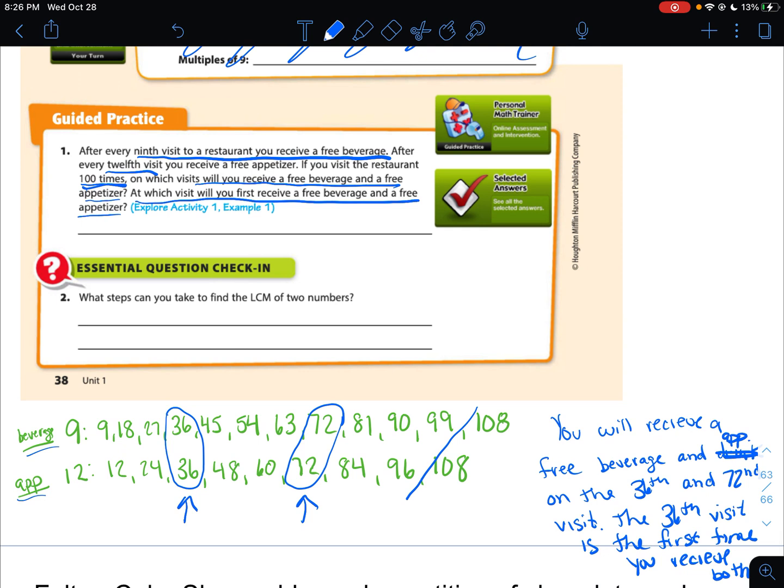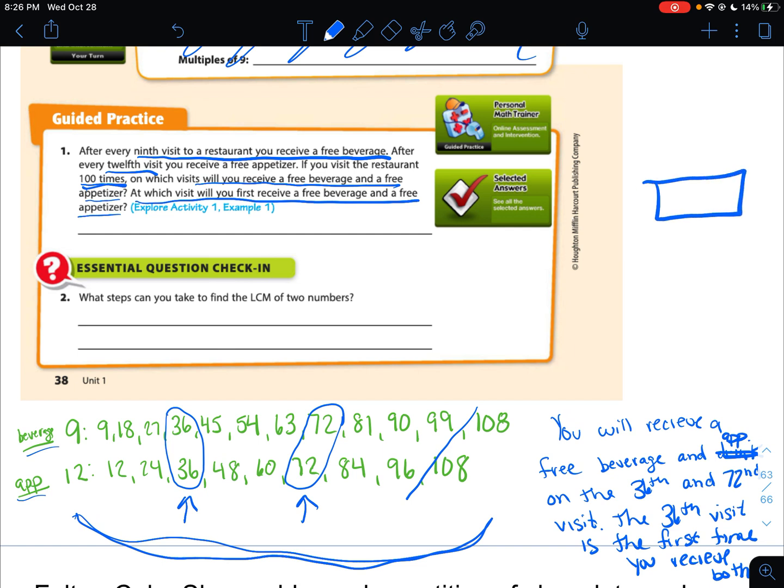And then I have to answer the other question, which is just the first visit. And obviously the 36th visit is the first time I'm going to receive both. Okay. So I just found the common multiples. If you didn't want to do all this craziness of listing the multiples, you could have used the cake. I think some kids like to list the multiples because it physically shows what visits.